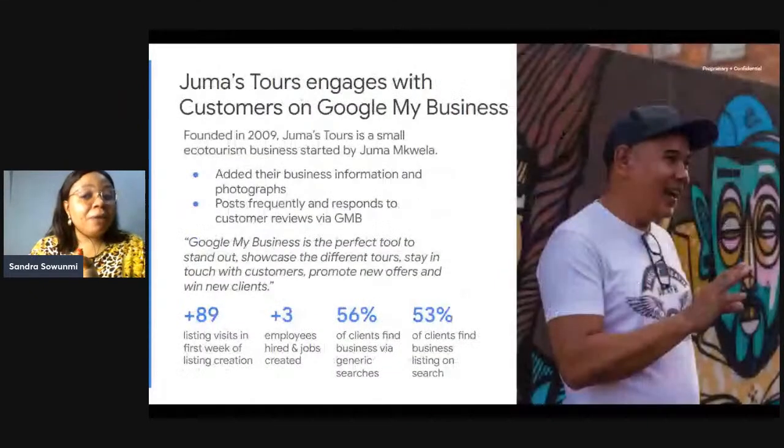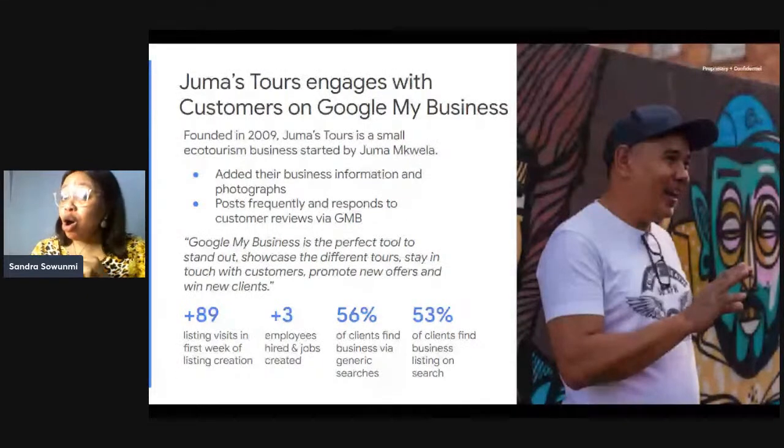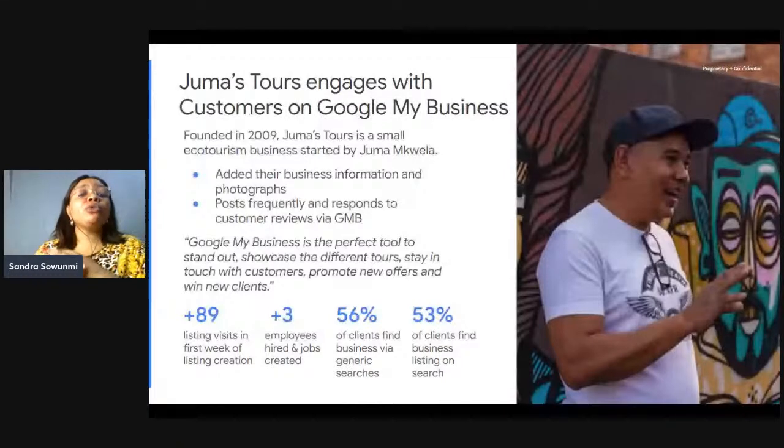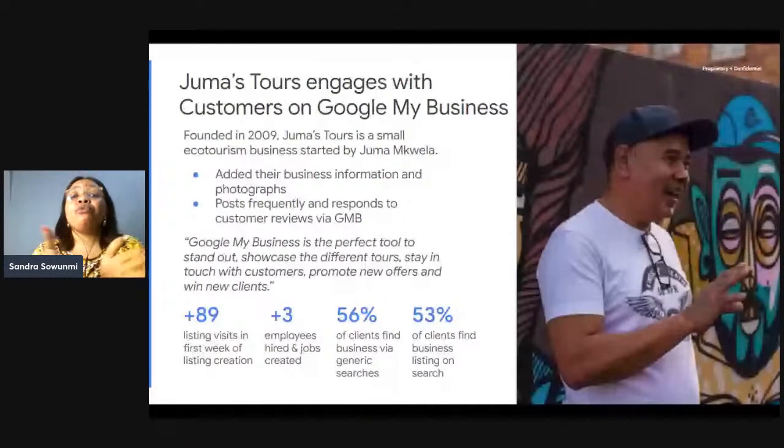Now we have another case study right here. This is Juma Art. So these are just testimonials here of people that are currently on Google My Business. Now, Juma Authors engaged with customers on Google My Business. They were founded in 2009. Juma Authors is a small ecotourism business started by Juma Nkwela. They added their business information and photographs on Google My Business. Post frequently. You have to ensure that you post frequently. Very important. And respond to customer reviews via GMB. So this is what Juma Nkwela had to say. He said that Google My Business is the perfect tool to stand out, showcase the different tours, stay in touch with customers, promote new offers, and win new clients. Isn't that amazing? So these are all of the benefits of using Google My Business.